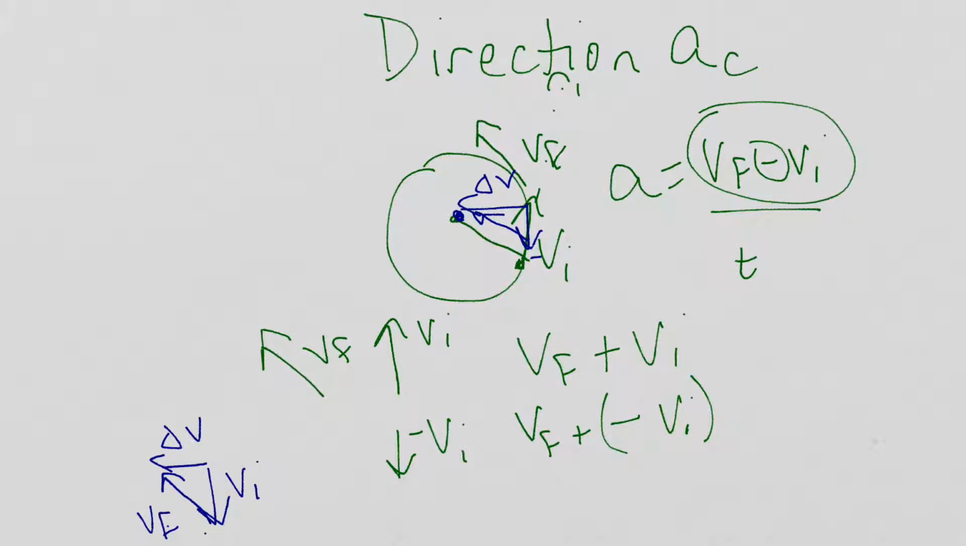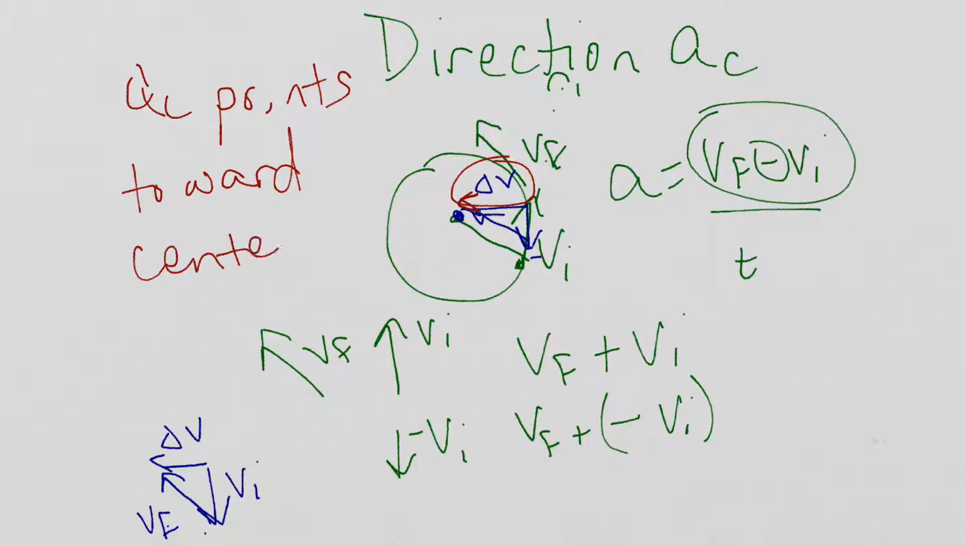So you can see that this change in V is pointed toward the center of the circle. So the direction of the centripetal acceleration points toward the center of the circle. And that's true in all cases. And it's a pretty important point in universal circular motion.